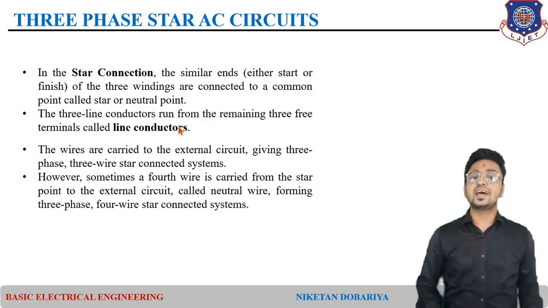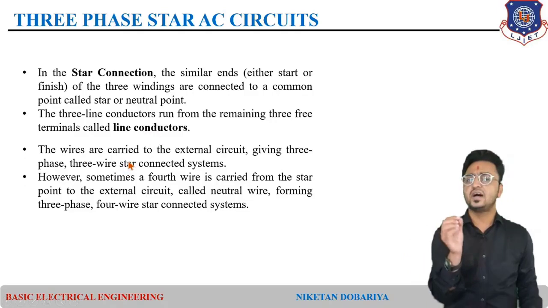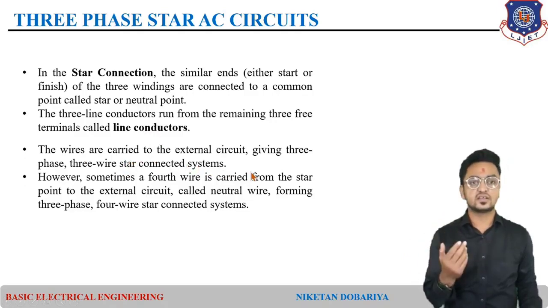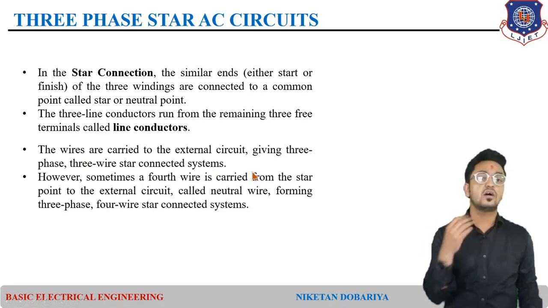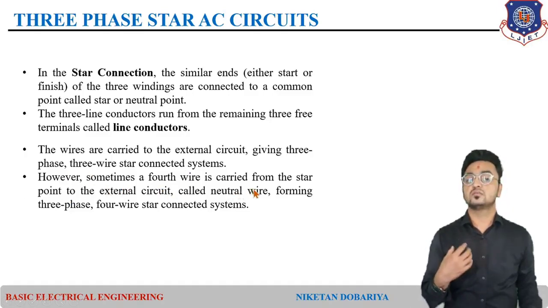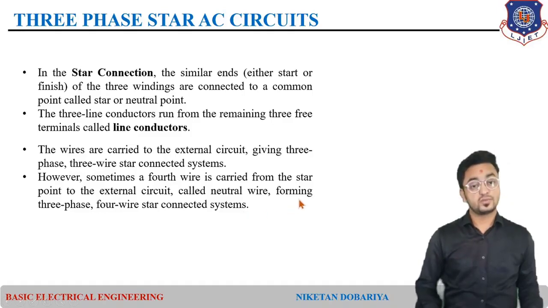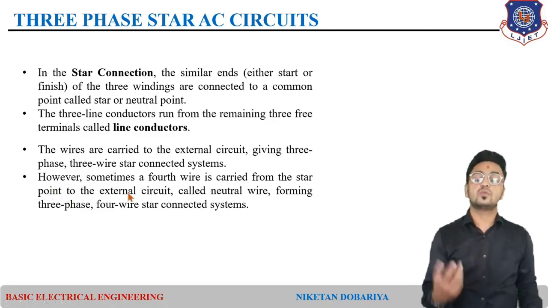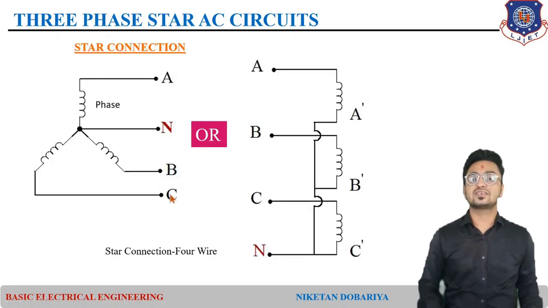The three line conductors run from the remaining three free terminals and are known as line conductors. The three wires are carried to the external circuit, giving a three-phase, three-wire system, or you can also use a four-wire system. Sometimes a fourth wire is carried from the star point, the common point, to the external circuit, which is known as the neutral wire. So basically, as mentioned in points three and four, we can develop a three-wire or four-wire system, which will be discussed here.